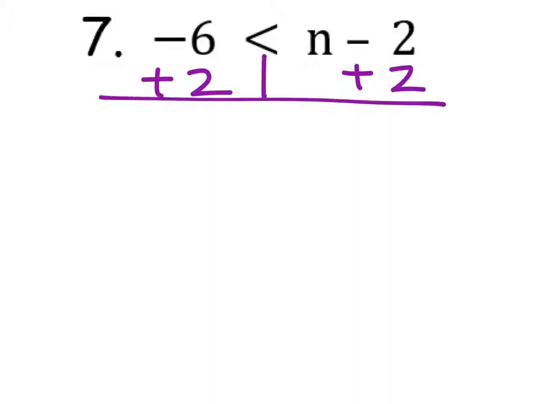Now the math on this you could put in the calculator. Negative 2 plus 2, that's going to zero out. We'll drop the n, and we'll drop this less than symbol. Negative 6 plus 2 is negative 4.